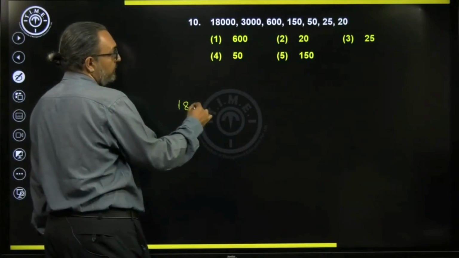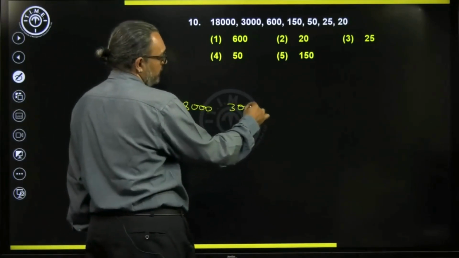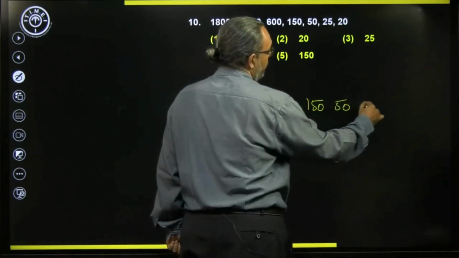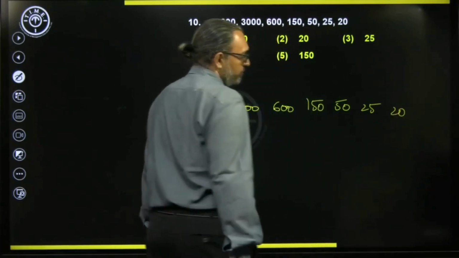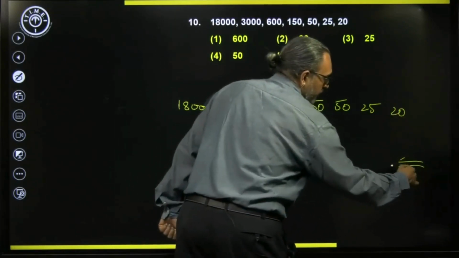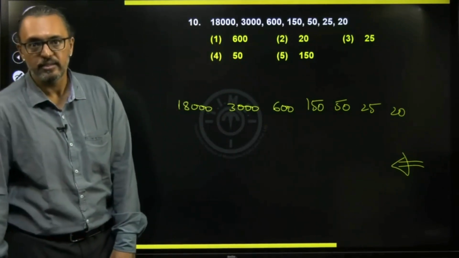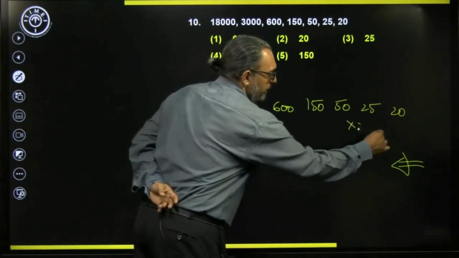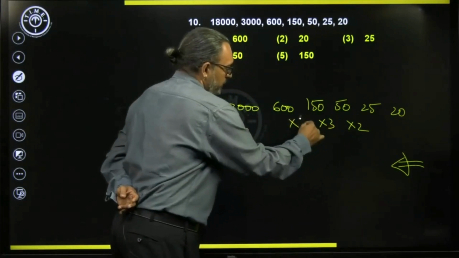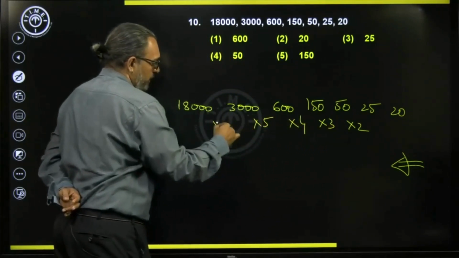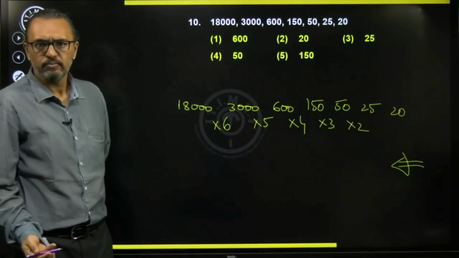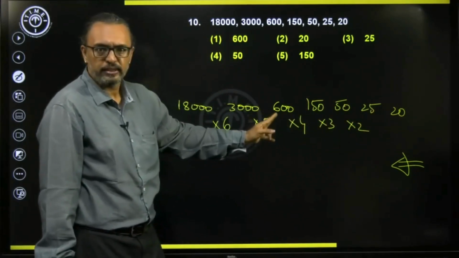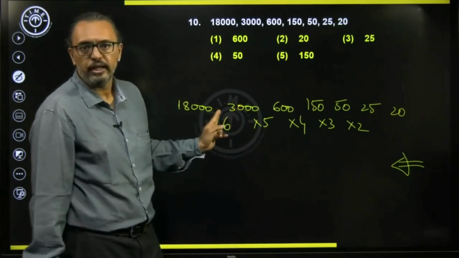Then yes, so we have 8,000, 3,000, 600, 150, 50, 25, 20. Okay, so this also, if you come from the right hand side, would be easier to recognize. Forget about the first number. From the second number, if you check what is happening, can I say this is into 2, this is into 3, this is into 4, this is into 5, and this is into 6. Yes or no? So from 25 into 2, 50 into 3, 150 into 4, 600 into 5, 3000 into 6, 18,000.